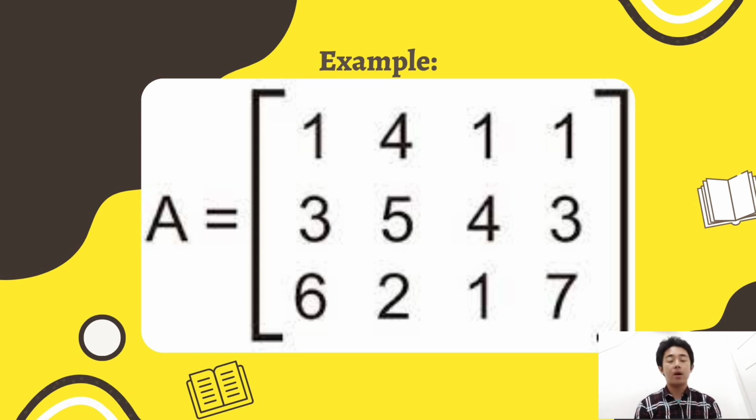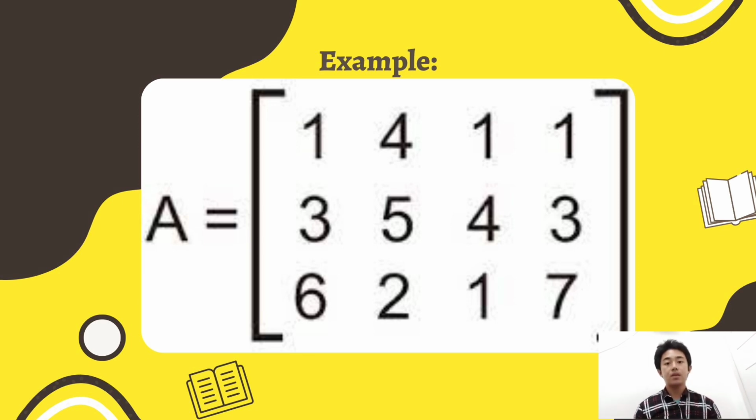The second column is 4, 5, and 2. The third column is 1, 4, and 1. The fourth column is 1, 3, and 7. So let us say: what is the second row, third column? That means it is 4. Because the third column is the vertical one here, and in the second row we get the answer. That is 4.